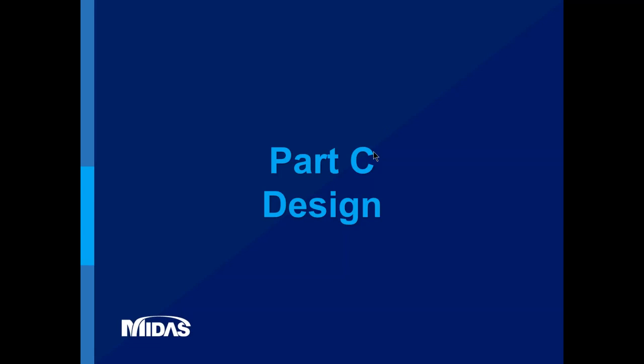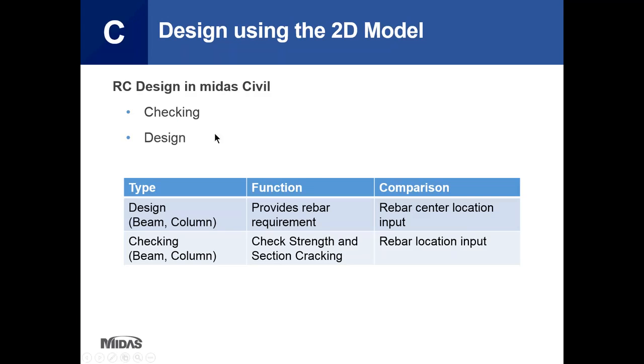Okay, the final portion is about the design. And the design actually can be done in the 2D format. In MIDAS, there are two types of design. You can do design checking and actual design. And for the reinforced concrete structure, you could do the beam design and checking, and column design and checking.